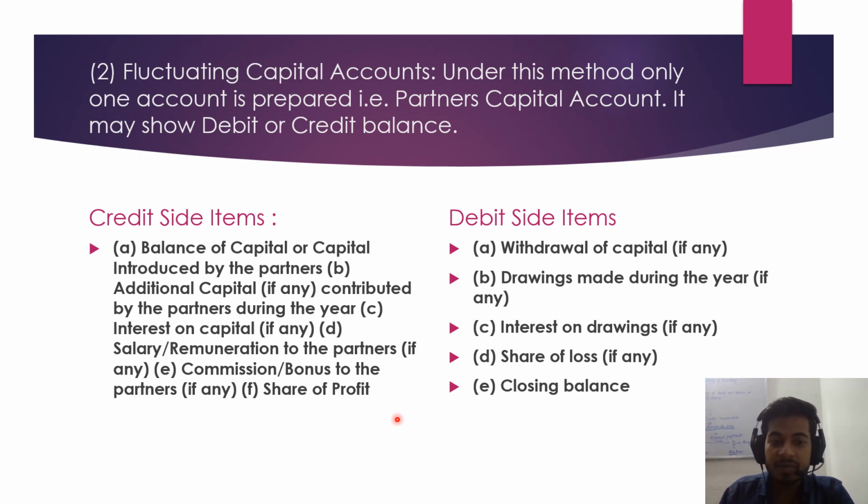Third is interest on capital. Fourth, salary or remuneration to the partners. And fifth, commission, bonus, anything. And last is the share of profit. On the debit side, in the fluctuating capital account, in the partners capital account, we can see withdrawal of capital, that is permanent, drawings made during the year, that is temporary withdrawal of capital, interest on drawings, share of losses, and any closing balance.